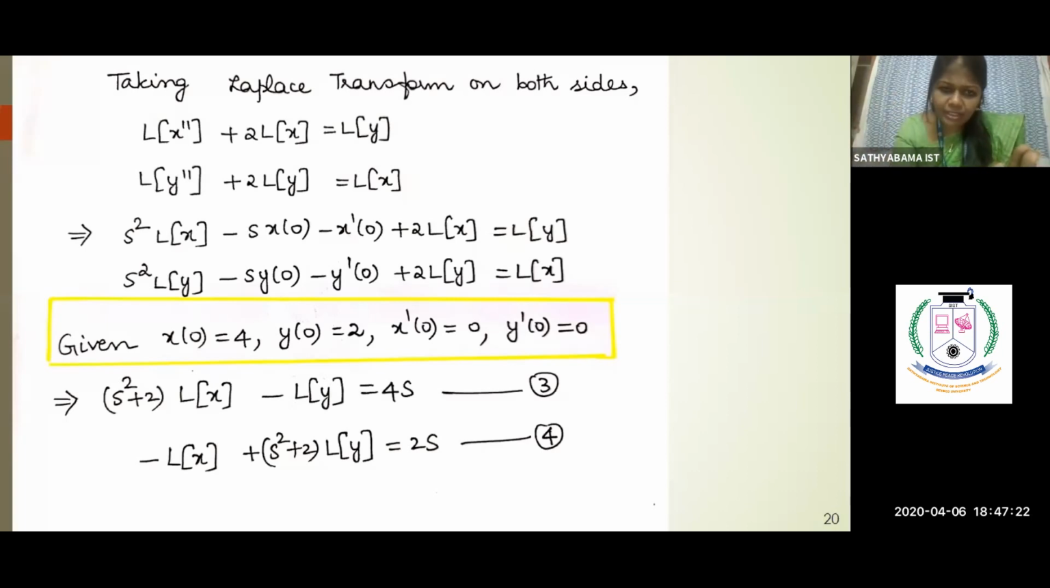y dash of 0 is 0. It vanishes. Minus s y of 0 becomes minus 2s. When you bring it to the right hand side, it becomes plus 2s. Have you understood? Step 3 is over with this.